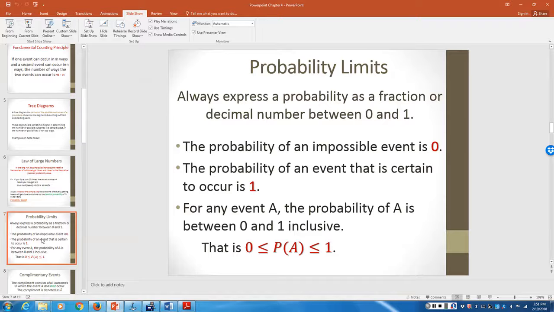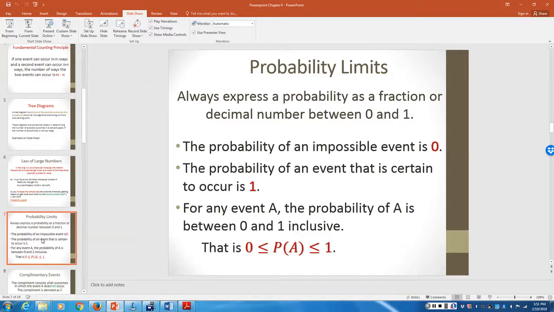Both of those generally are rare. There are very few guarantees in life that either something does or doesn't happen. Everything else has a probability somewhere between 0 and 1. There are no probabilities that are greater than 1, because that would be more than 100%, and nothing can happen more than 100% of the time.